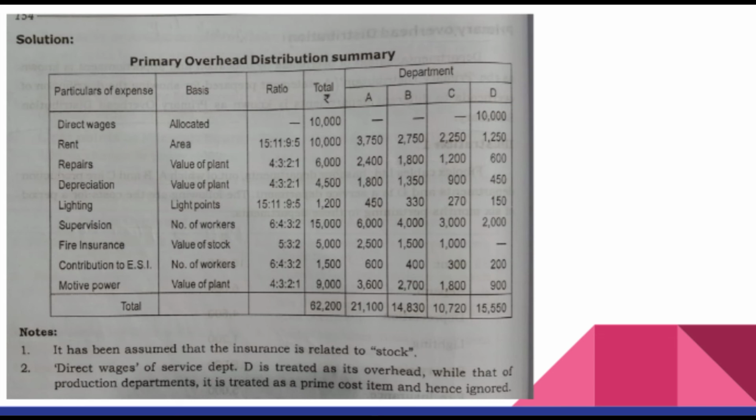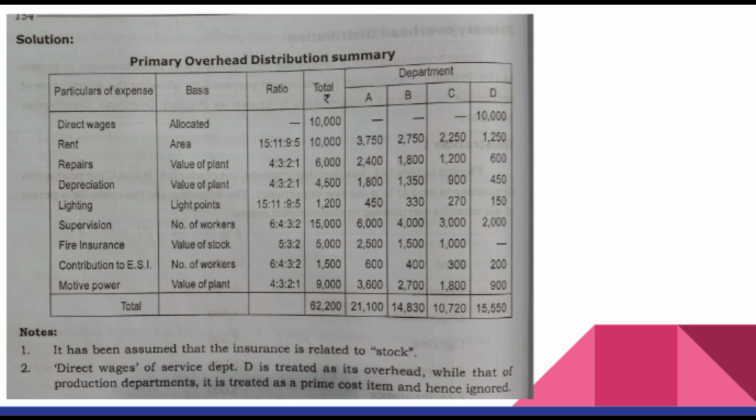We will get 2,400, 1,800, 1,200 and 600. Next item depreciation. It is also on the basis of value of plant. Then lighting on the basis of light points, ratio 15 is to 11 is to 9 is to 5. Then supervision on the basis of number of workers. Fire insurance, value of stock, contribution to ESI, number of workers and motive power on the basis of value of plant. Then some of you may have the doubt as to how to divide these overhead expenses among these four departments. Let us see one example.